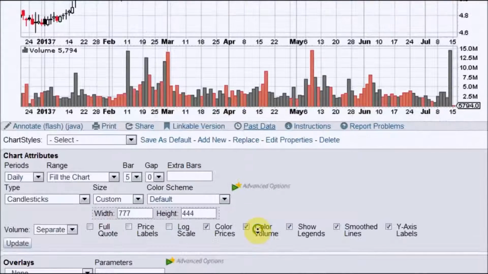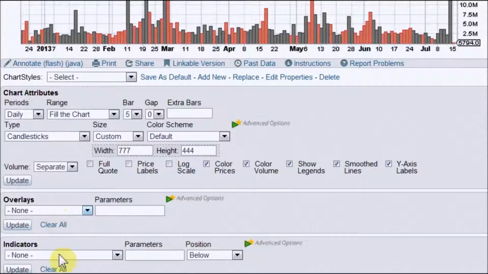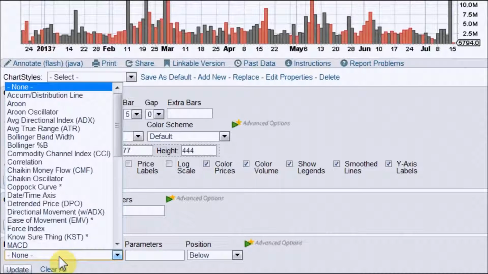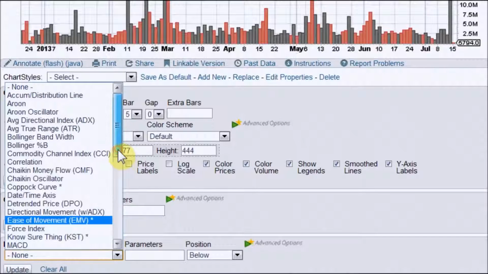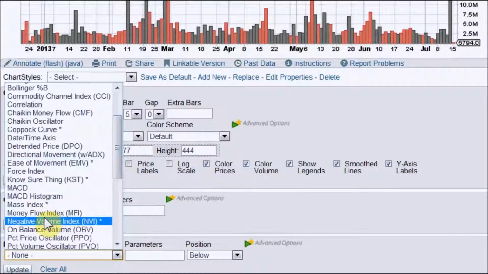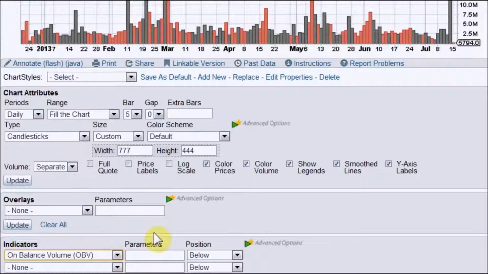So let's go ahead and load up the OBV. Down here at the bottom under indicators, you will scroll down to the O's. There is on balance volume. Since it's tied to price and volume, there are no parameters. Go ahead and click Update.